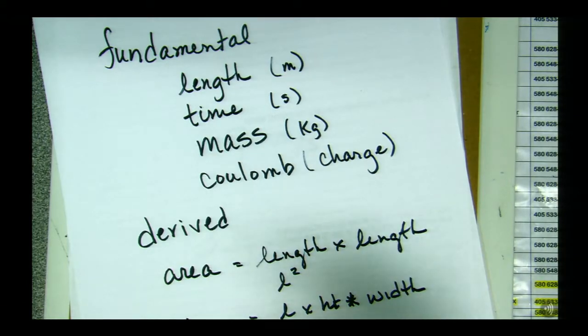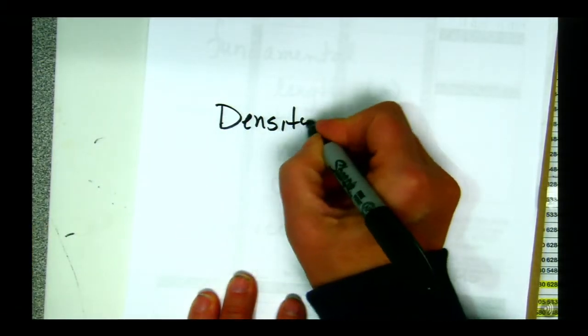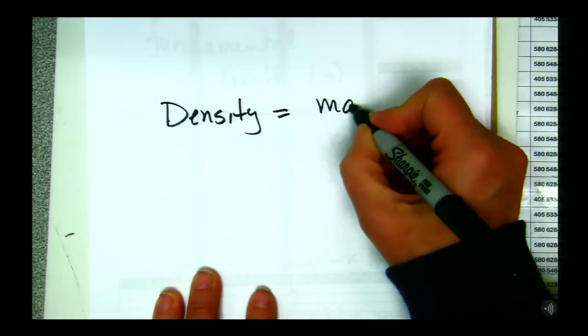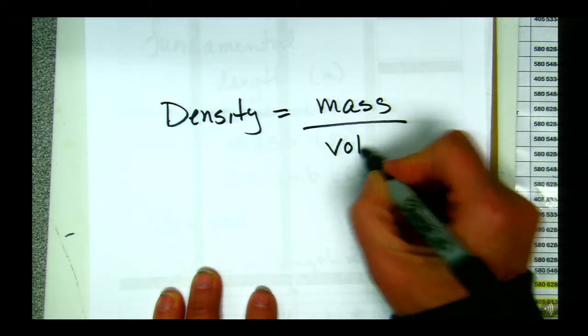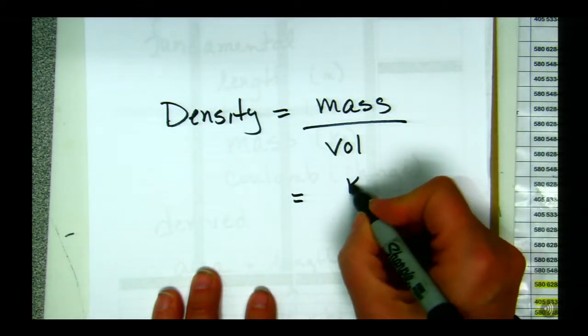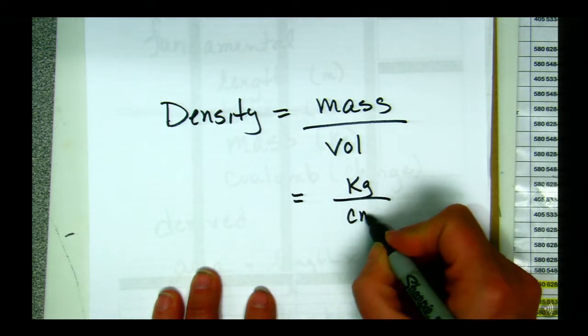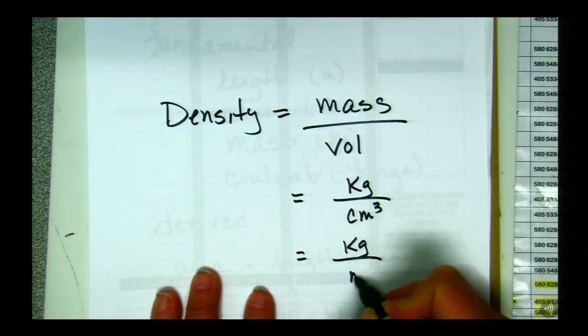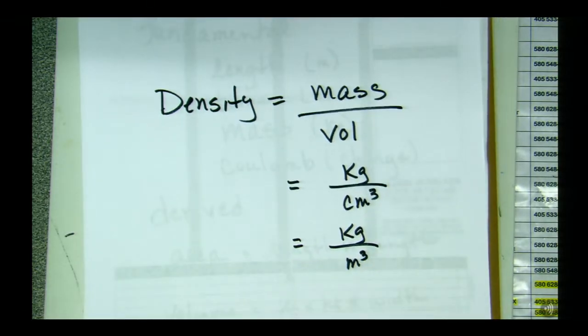So let's look at density, and this is how we can use unit analysis to help us. Density is defined as mass per unit volume. My units are going to be in kilograms per some volume, so cubed. So it could be kilograms per centimeter cubed, or it could be kilograms per meter cubed. I'm going to have mass per unit volume. One of your homework problems is going to say, just show by unit analysis that the unit on one side is equal to the unit on the other.